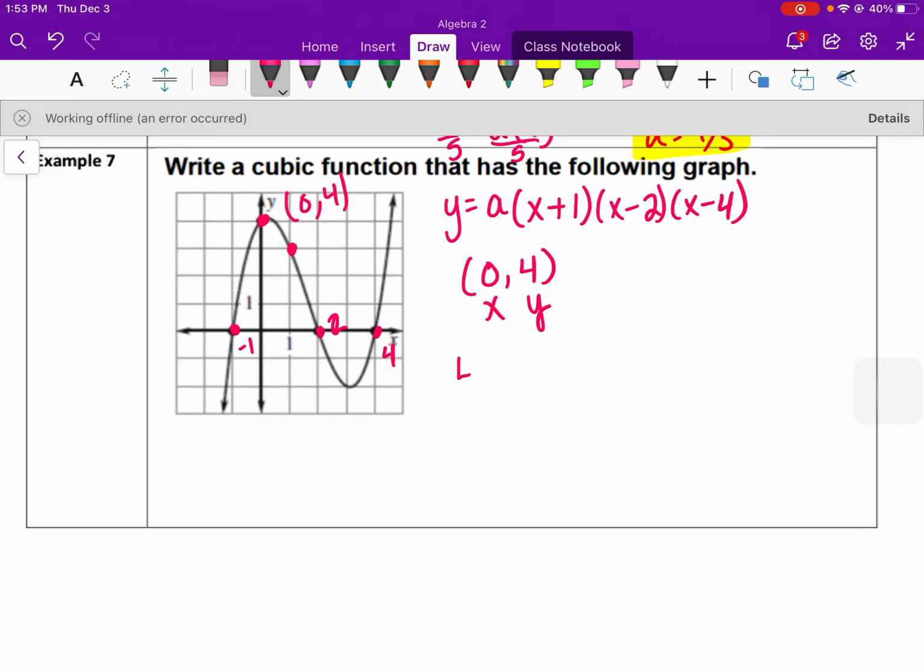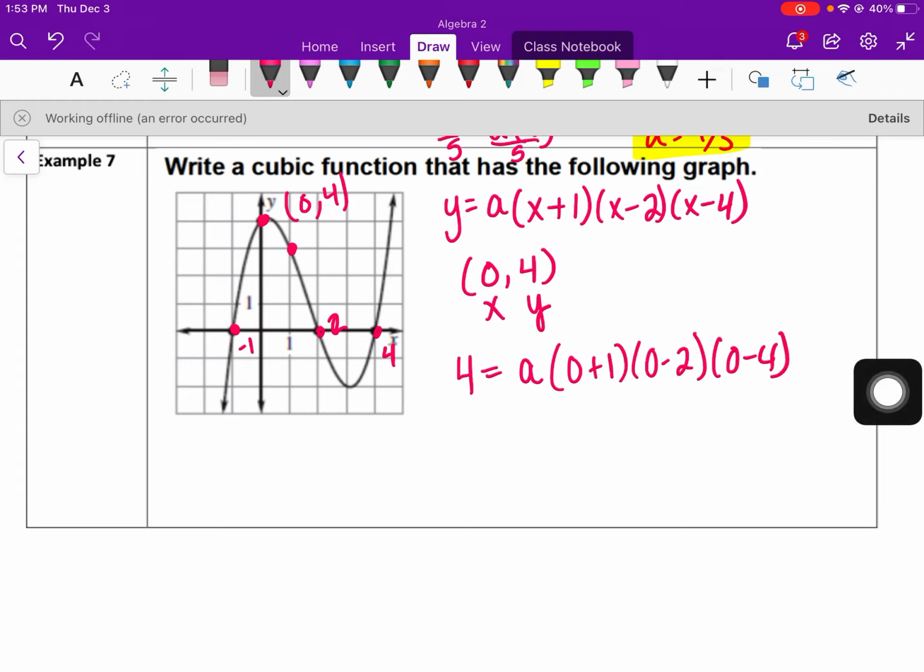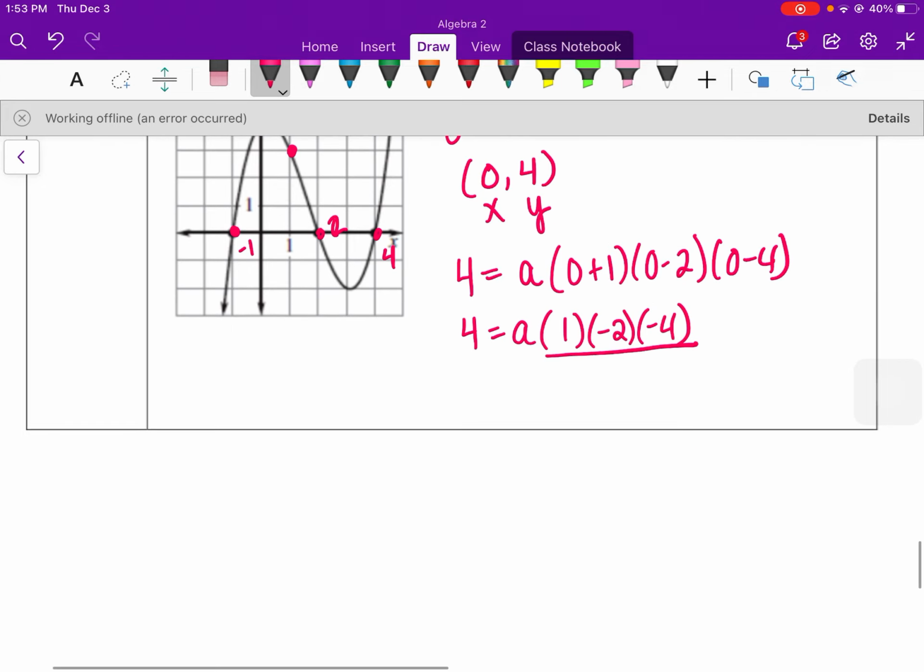So x and y. Plug in the 4 for the y, so 4 equals a. Plug in the 0 for the x. 0 plus 1, 0 minus 2, and 0 minus 4. Then simplify, do the addition and subtraction in the parentheses. So 1, negative 2, negative 4. Then multiply these three together.